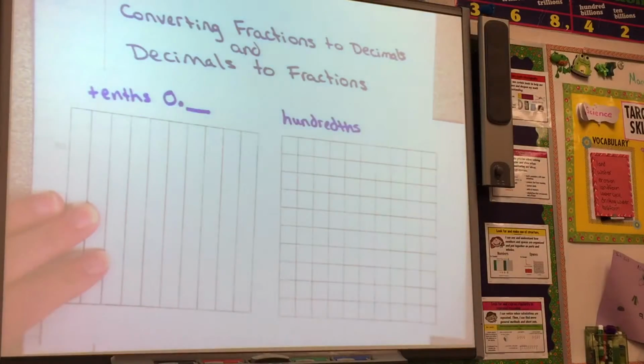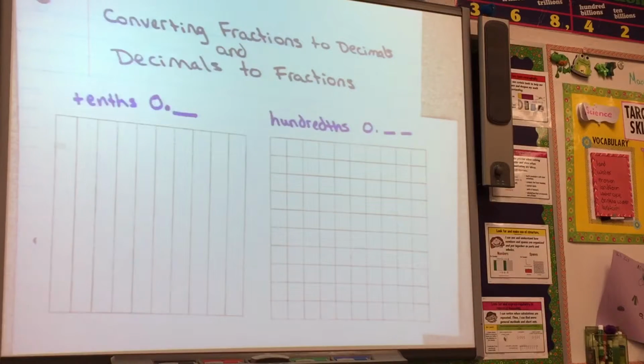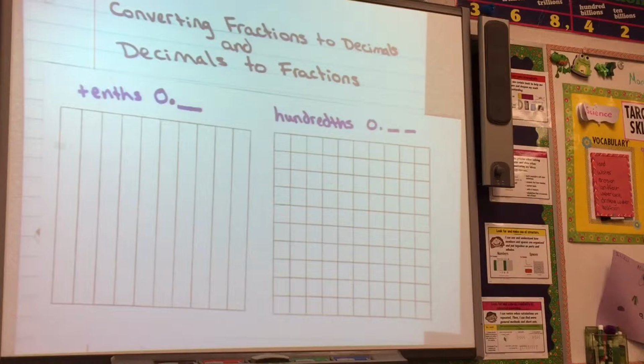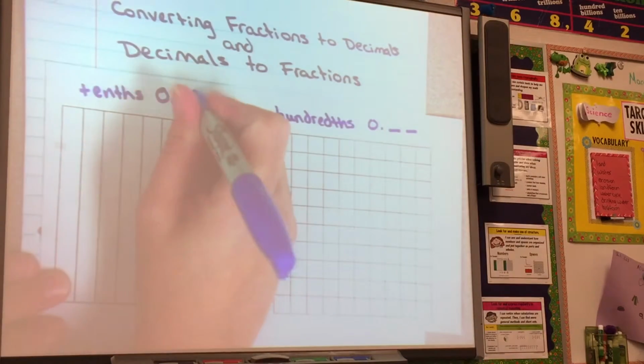Okay? And anything in the hundredths is two numbers after the decimal. The first number after the decimal is our tenth spot. The second number is our hundredth spot. So let's do an example. Let's say I want to show 4 tenths.